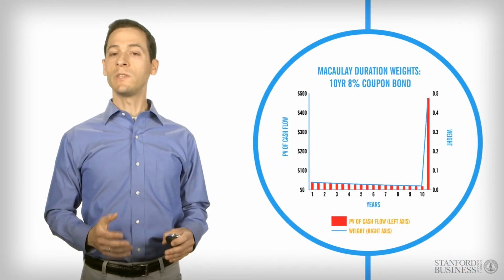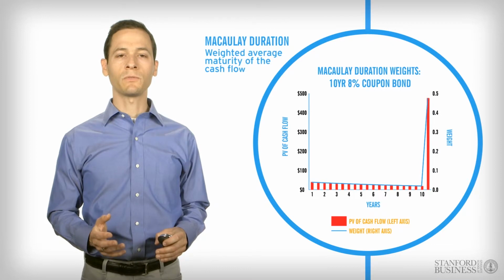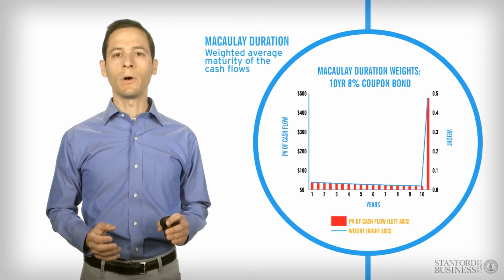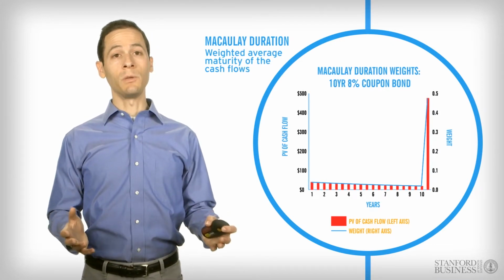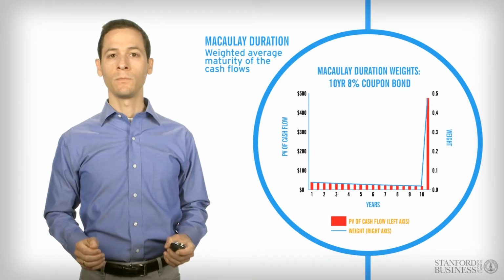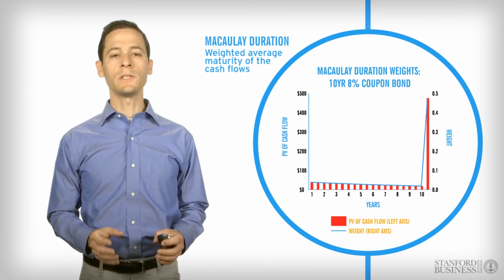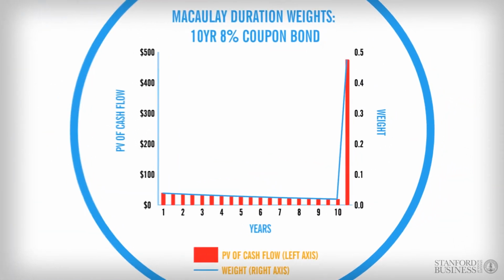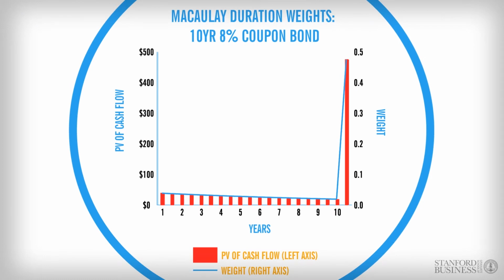Duration, it turns out, is the weighted average maturity of the cash flows. For a zero coupon bond, duration equals maturity because there's only one cash flow. For a coupon bond, duration is less than the maturity, since lots of cash flows are being returned to the investors before the maturity of the bond.